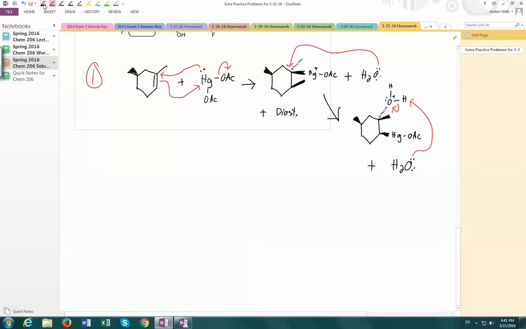Yeah, Hope? Could we use the OAc that we have left over? You could use the OAc. Yep. Basically, yeah, that'd be fine. Any pair of electrons in there, I'm probably going to be fine with.